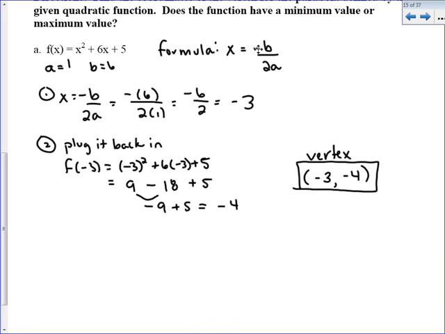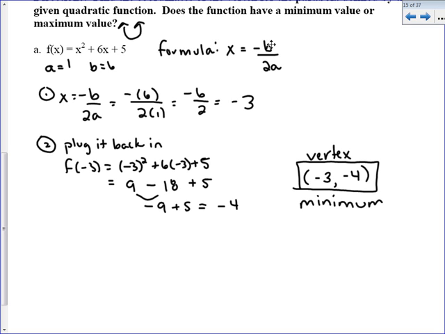So the first question is, does it open upward or downward? Upward. Once you know it opens upward, you have an idea, and if you're not sure, just draw a little parabola that opens upward. Does that parabola have a lowest point or a highest point? Lowest. It's got a minimum. So this vertex in this problem is a minimum.